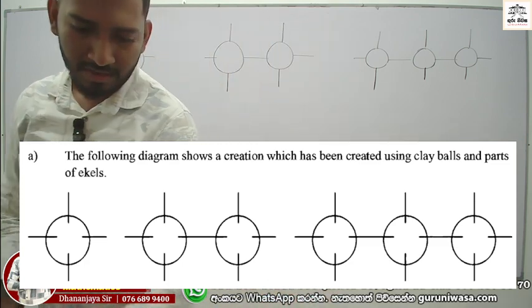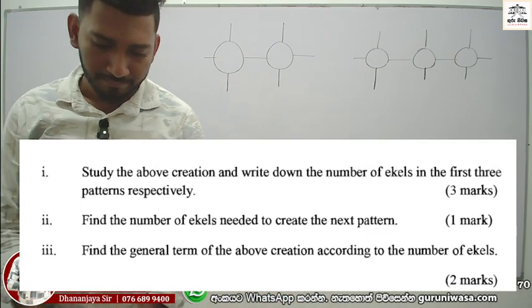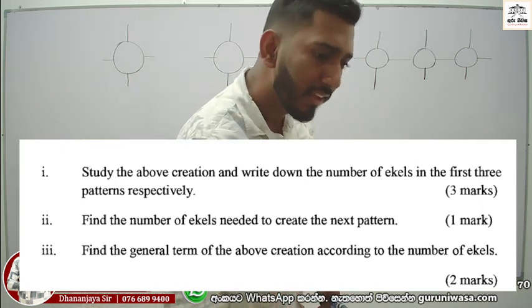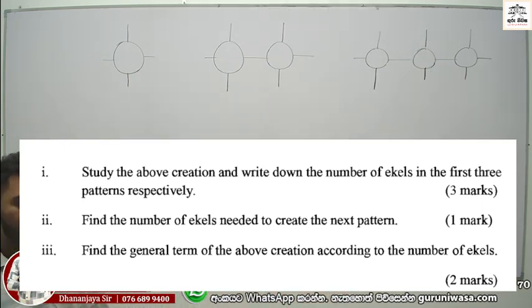Now the question says, study the above creations and write down the number of vehicles in the 3 patterns respectively. Right, try to work out the answers, everyone. Find the answers. Hurry up. Now there are 3 patterns.